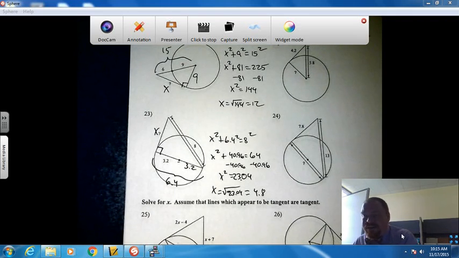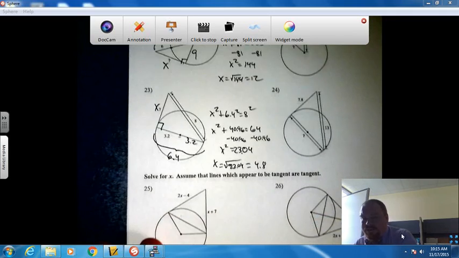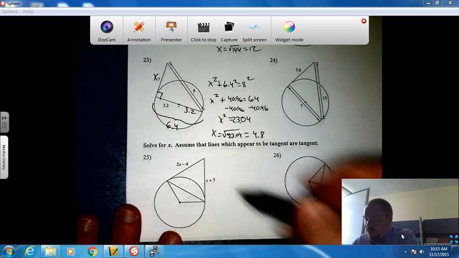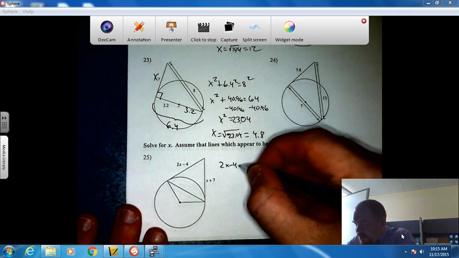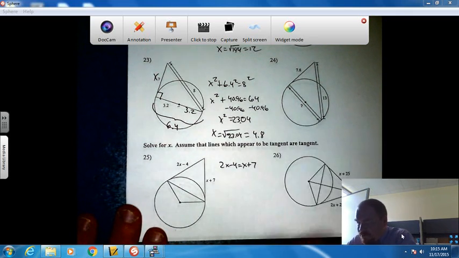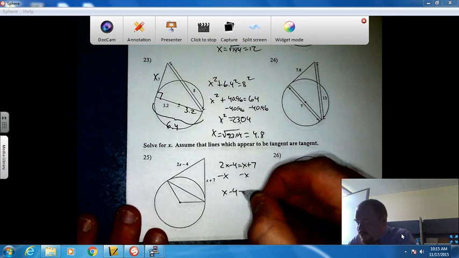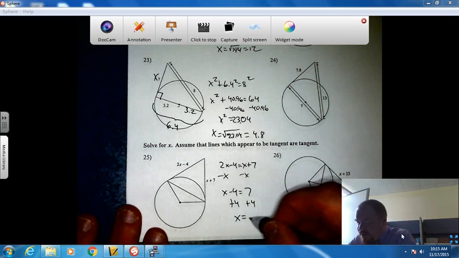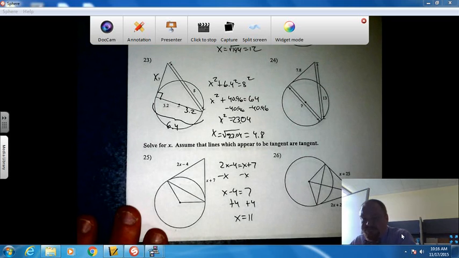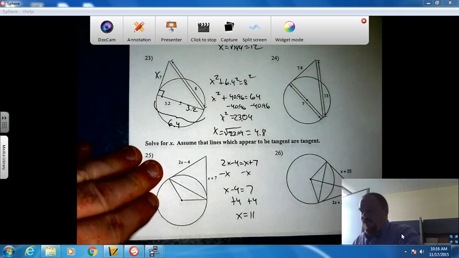25, different style problem here. Okay, we have two tangents drawn from the same point outside a circle. When that happens, the two segments have the same length. So they are equal. So subtract x from both sides. So I get x minus 4 equals 7. Add 4 to both sides. I get x equals 11. I enjoy these problems. They're pretty straightforward.